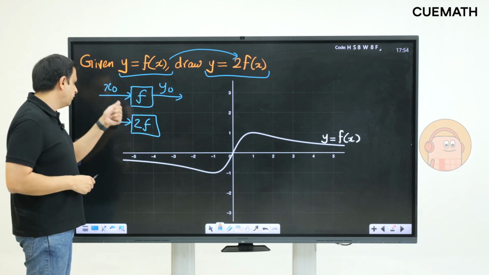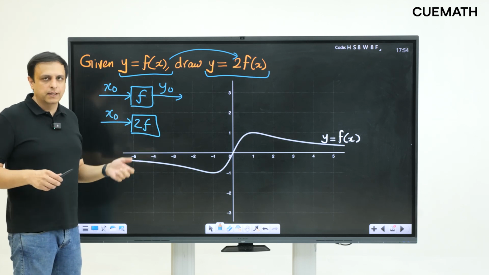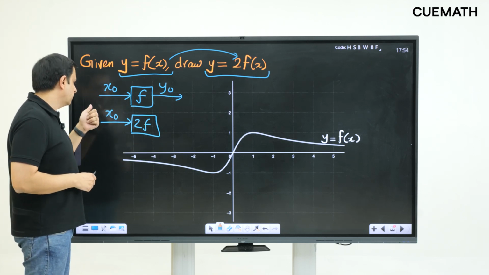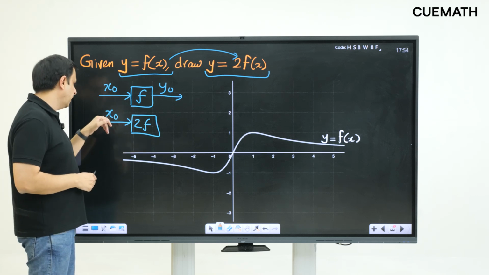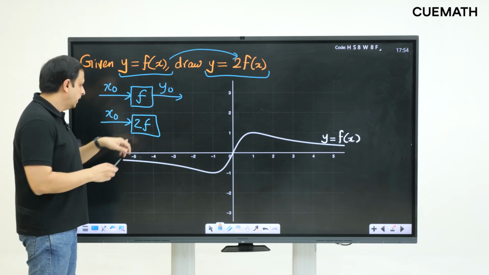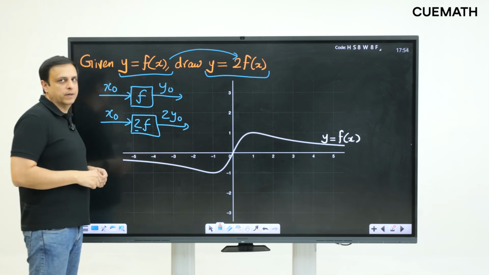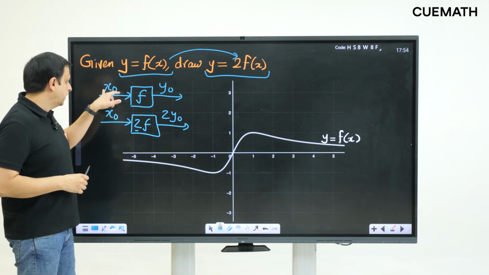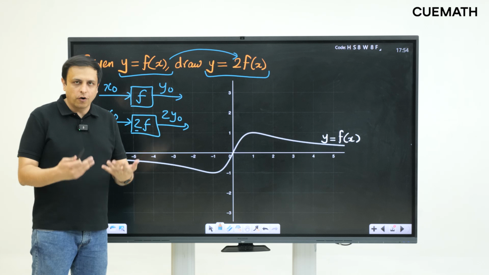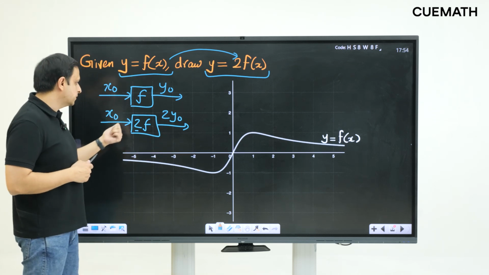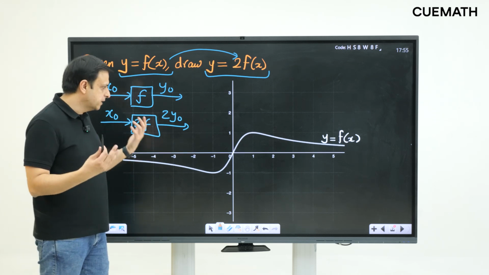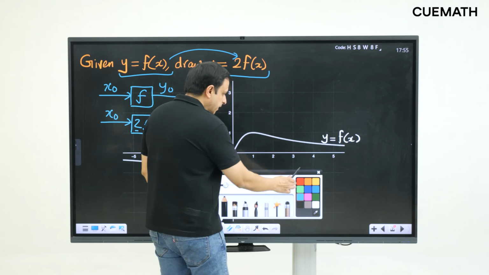Well, because f acts on x naught to produce y naught, then twice f, what will that produce? So, first f will act on x naught to produce y naught, and then we have this 2 here. So, I should get twice y naught as my output. So, the input output pair x naught y naught should transform to the input output pair x naught comma 2 y naught. Very straightforward. But what does that mean in terms of the graph?